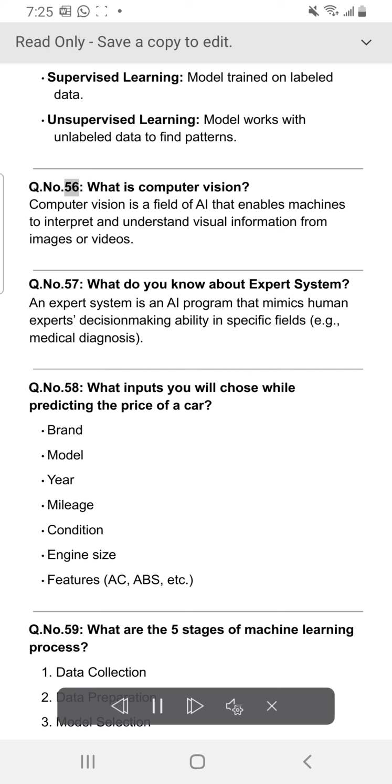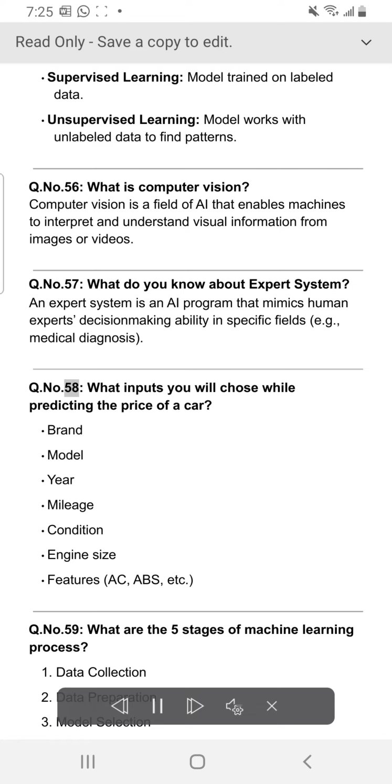Q. Number 56. What is computer vision? Computer vision is a field of AI that enables machines to interpret and understand visual information from images or videos. Q. Number 57. What do you know about expert system? An expert system is an AI program that mimics human experts' decision-making ability in specific fields, e.g., medical diagnosis.